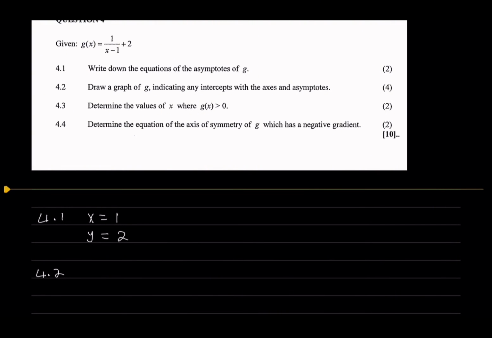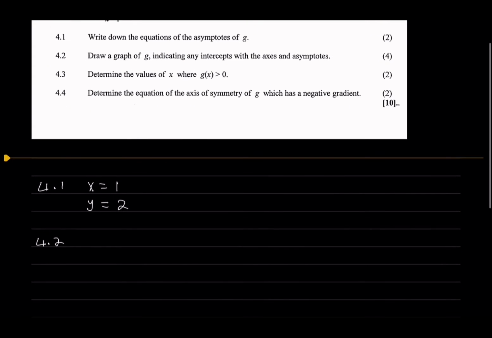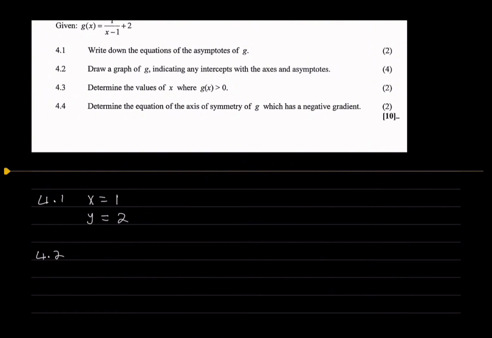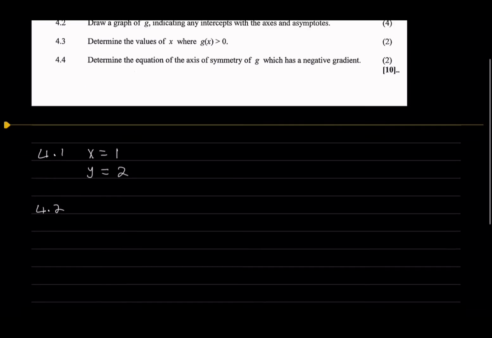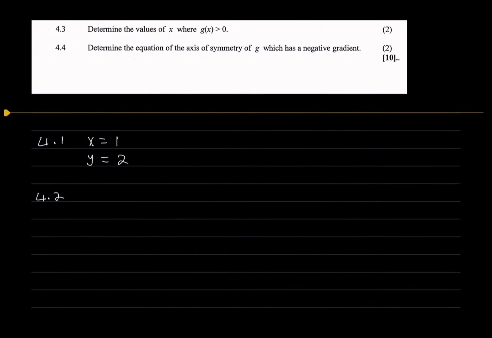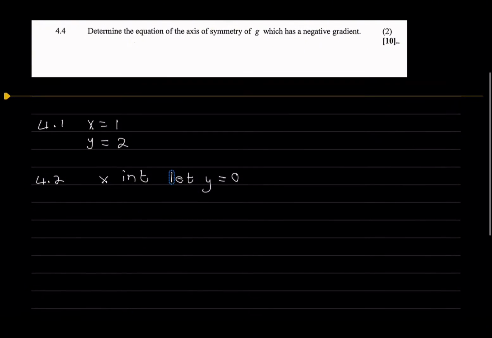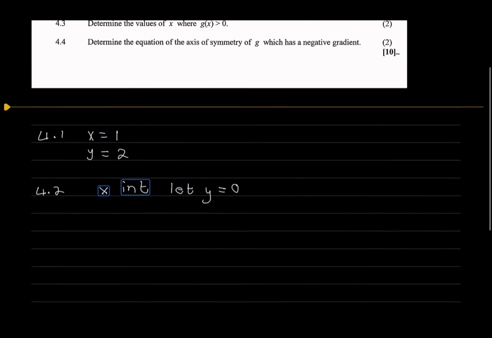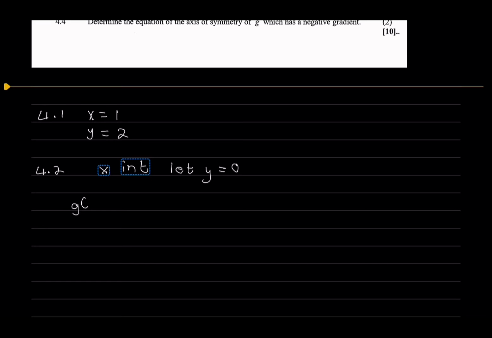4.2, they are saying draw a graph of g indicating any intercepts with the axes and asymptotes. What are they saying, good people? First of all, they want intercepts. So any intercept is where we're going to equate something to 0. So first of all, let's write down the x-intercept, we let y equal to 0. Given this graph, let's just rewrite it before we do anything.